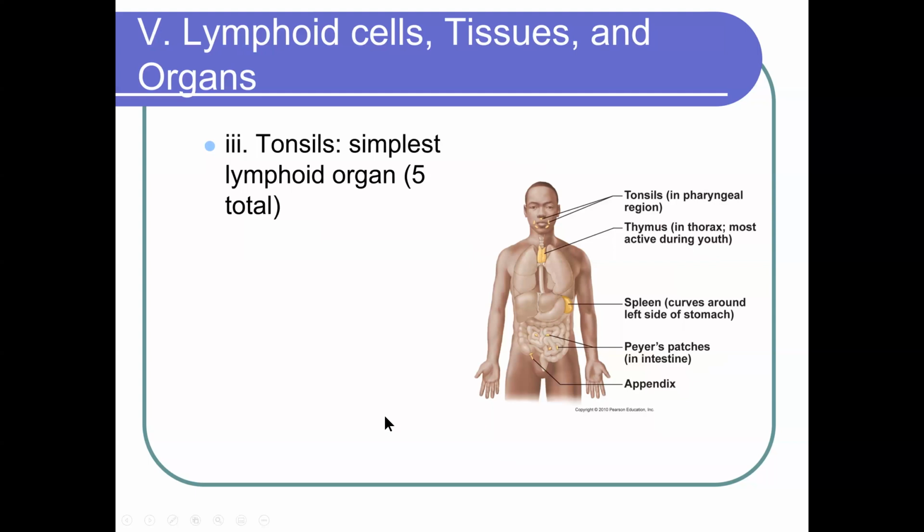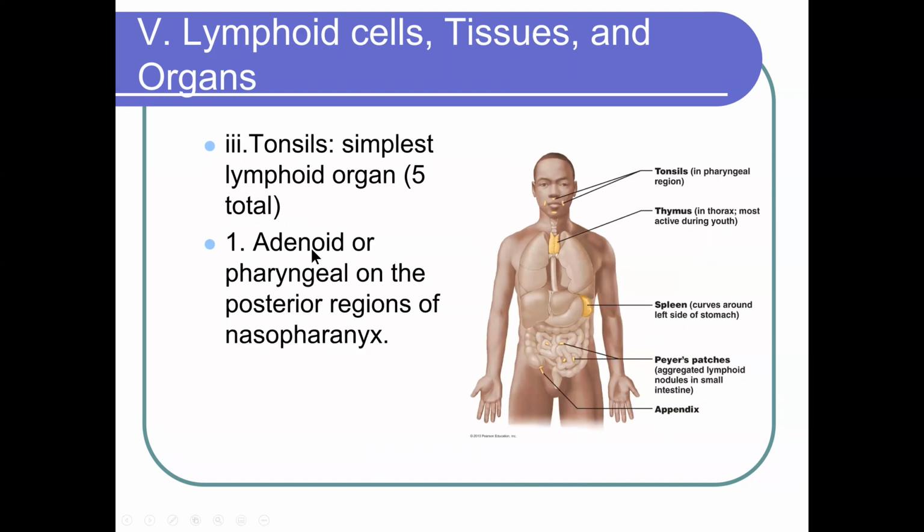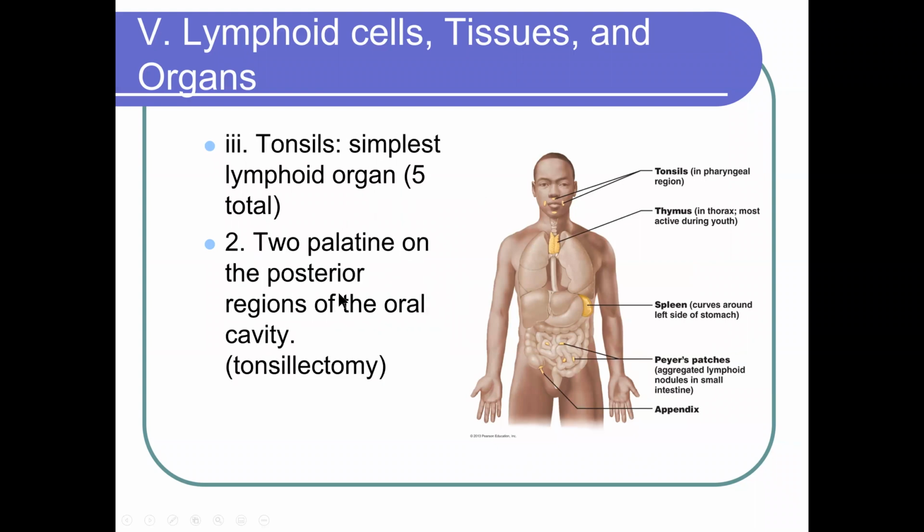Tonsils, we have 5 total. Okay, we have tonsils in the pharyngeal region. We have adenoid or pharyngeal tonsils on the posterior region of the nasopharynx. So we have tonsils up here in the nasopharynx region. We have palatine tonsils. The first ones are the ones removed if you have an adenoidectomy. These are the ones removed if you have a tonsillectomy.